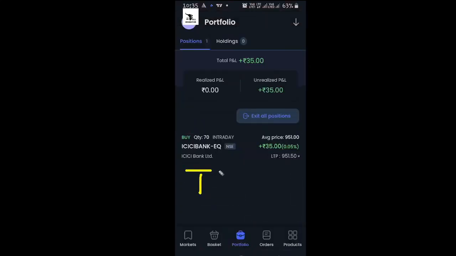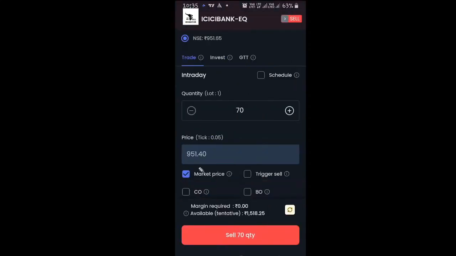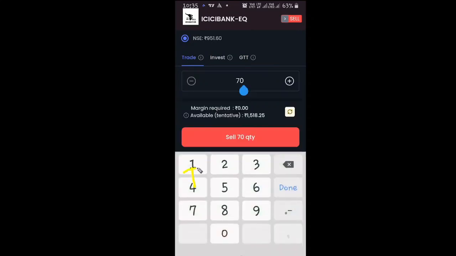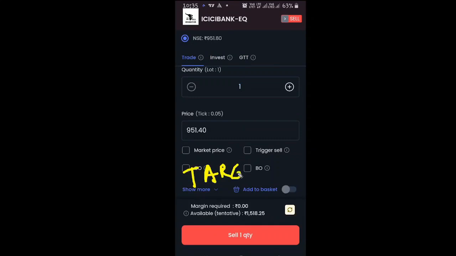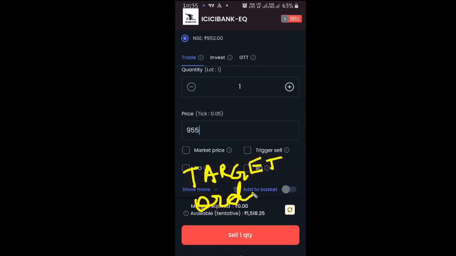Now we will place a book profit order, same as what our loss booking order is on the downside, which is 4 rupees in this case. So our target will be 955, which is 4 rupees from our buying price. Let's place the order now.